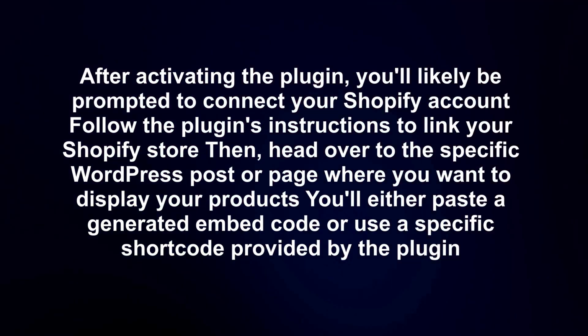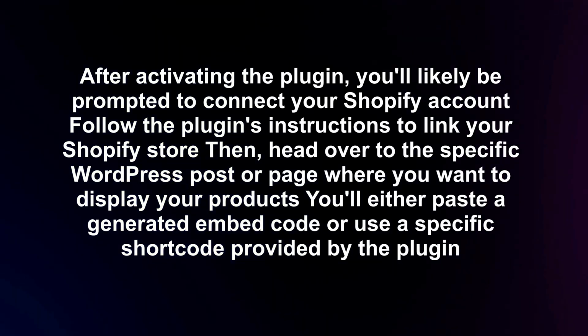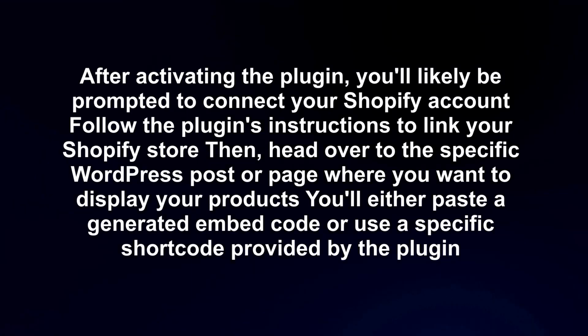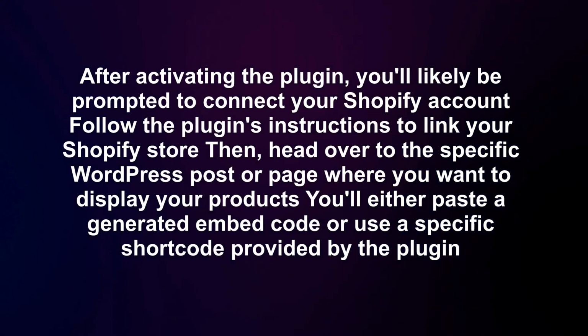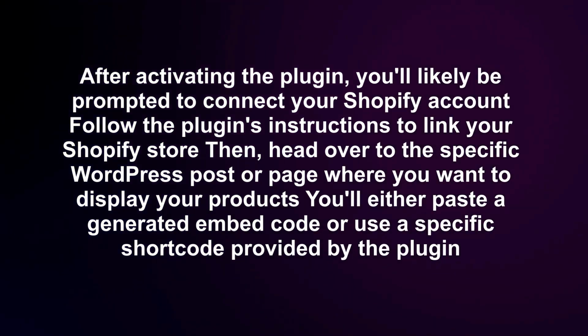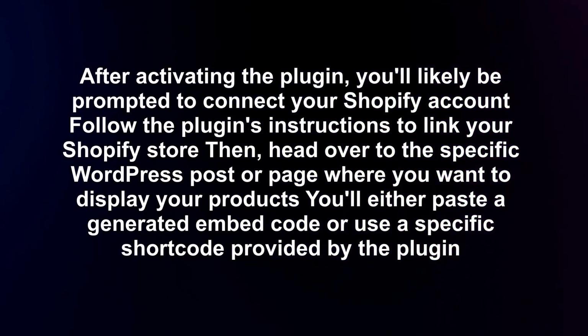After activating the plugin, you'll likely be prompted to connect your Shopify account. Follow the plugin's instructions to link your Shopify store. Then, head over to the specific WordPress post or page where you want to display your products. You'll either paste a generated embed code or use a specific shortcode provided by the plugin.